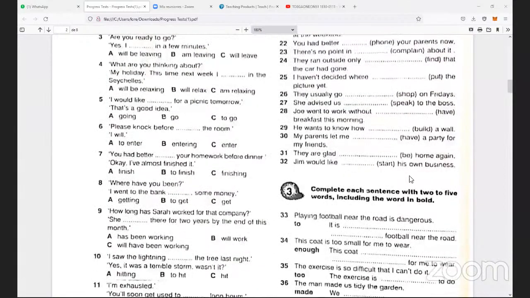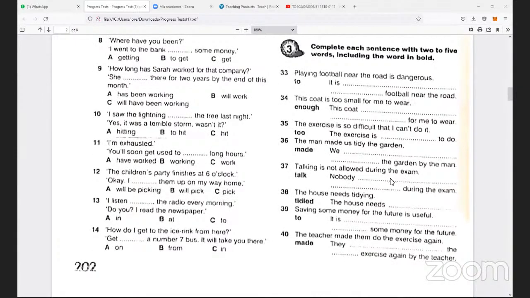Perfect. Great. So in part 3, we have to, the same as the other, right? We have to complete the sentence with 2 to 5 words if necessary, including the word involved, in this case. Okay? So 33. It is dangerous to play football near the road. Very good. Excellent. 34.